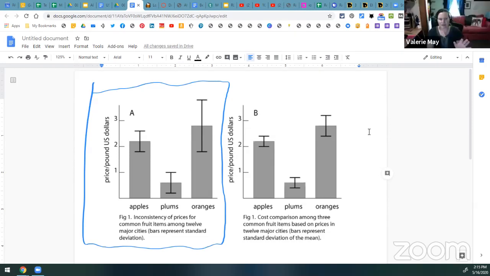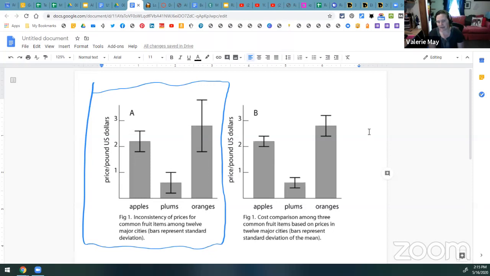And then when you go to B, maybe this is data taken from different markets or different years, and you want to know, does an apple always cost more than a plum? And so you could say in B that yes, we are pretty confident that an apple is always going to cost more than a plum.